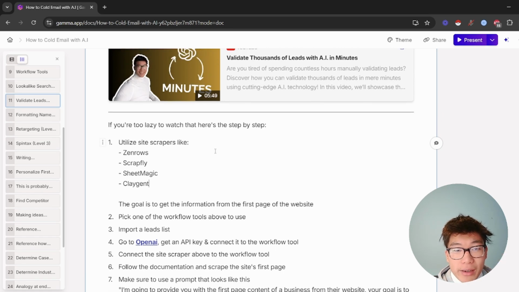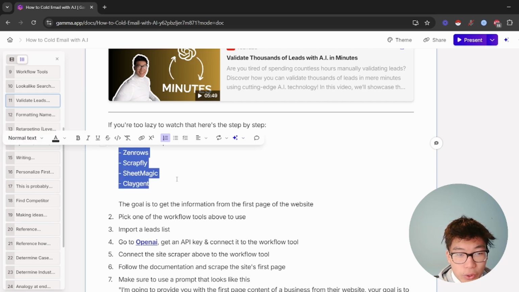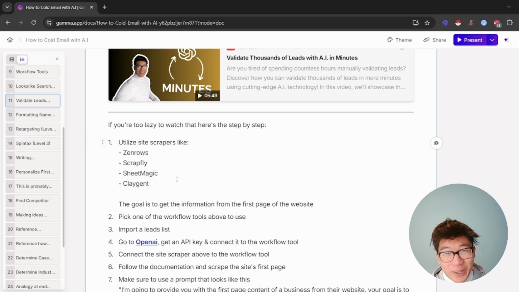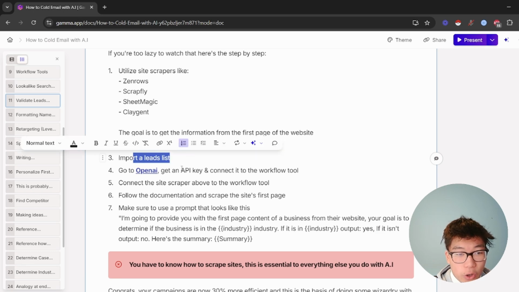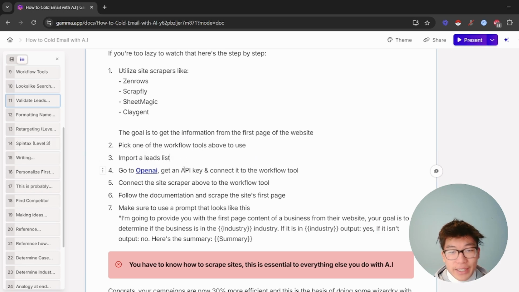If you want to do this with Google Sheets, you're going to have to understand code. Not even I'm bothered to do that because that's a whole lot of effort. If you want to do it without code, you're going to have to go to Clay or Bitscale. The goal is to get information from the first page of the website. Pick one of the workflow tools above, import a leads list, go to OpenAI, get an API key and connect it to the workflow tool. Connect the site scraper above to the workflow tool, follow documentation, and scrape the site's first page.